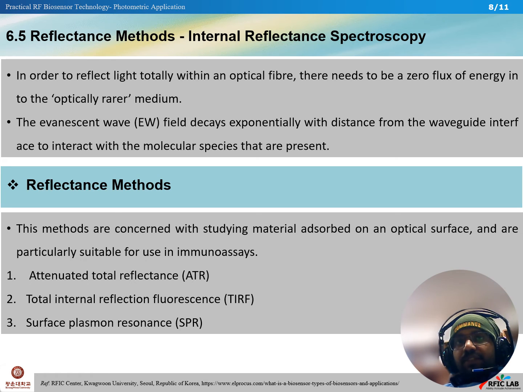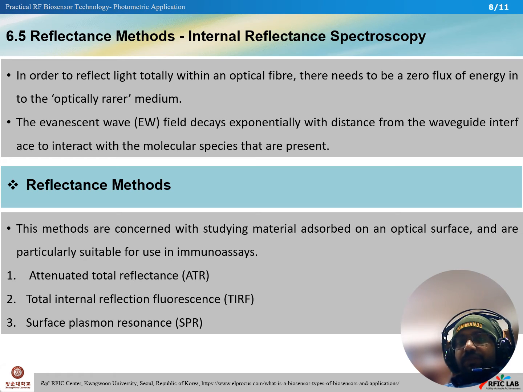Now the reflectance method used for sensing, internal reflectance spectroscopy. In order to reflect light totally within an optical fiber, there needs to be a zero flux of energy in the optically rarer medium. The evanescent wave field decays exponentially with the distance from the waveguide interface, and interacts with the molecular species that are present.